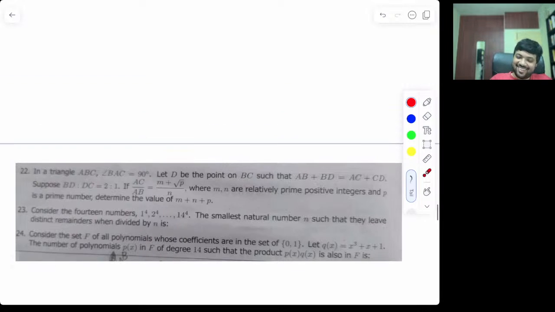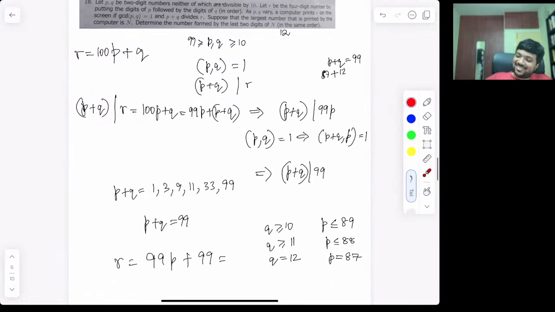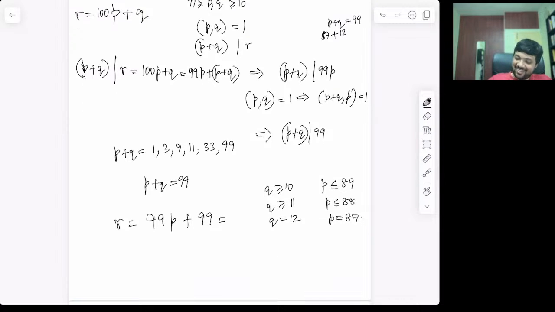Rishon notes that there's a common factor. What a disaster. Okay, we'll go to 23. 87 and 12 have a common factor of 3. Annoying. So where does it stop?